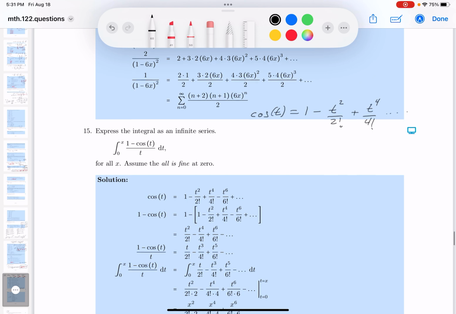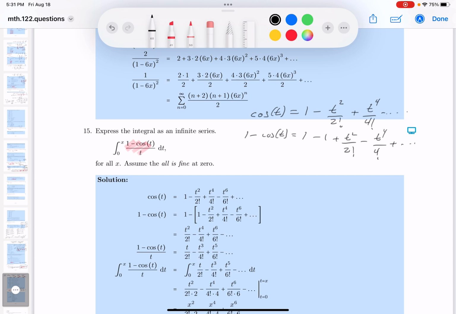And what I want to do is look at this guy over here, and discuss what I have to do with that. It's going to be 1 minus that thing. All right, let me write that down for you. So, 1 minus the cosine of t. And what would you get there? You get 1 minus 1 plus t squared over 2 factorial minus t to the fourth over 4 factorial. And then, yada, yada, yada. All right? I think I can do that.